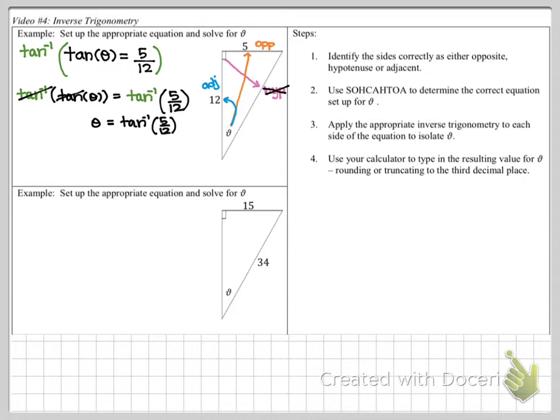If we were looking for the exact answer for theta, that's what it would be. However, we do want to see something that actually looks like a degree for us. So we're going to type this into the calculator, and the approximation that we're going to get is 22.6198. I did truncate. You could have actually turned that into 22.6199 if you would like to round. Okay, let's move on to the next question. A little bit more practice.